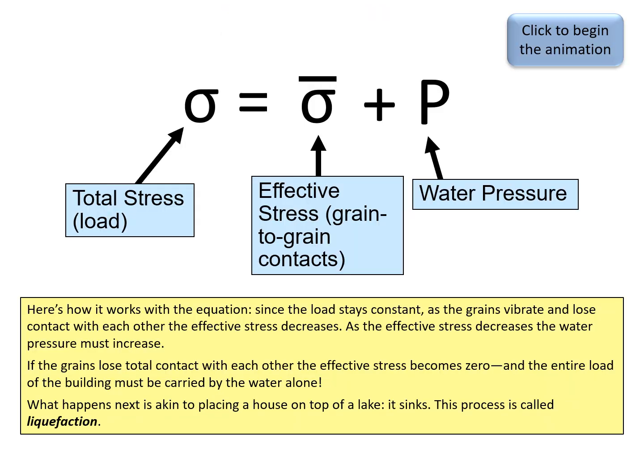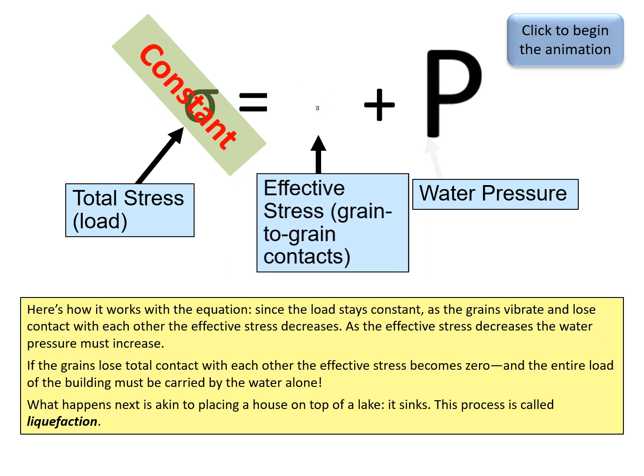This animation will show you how the effective stress equation changes during an earthquake. Since the weight of the structure doesn't change, the total stress remains constant. However, the shaking causes the effective stress to decrease and thus the water pressure to increase. Click on the blue button to see.